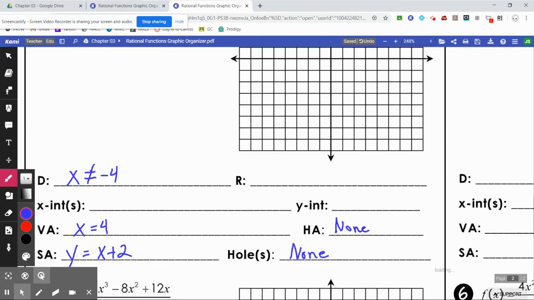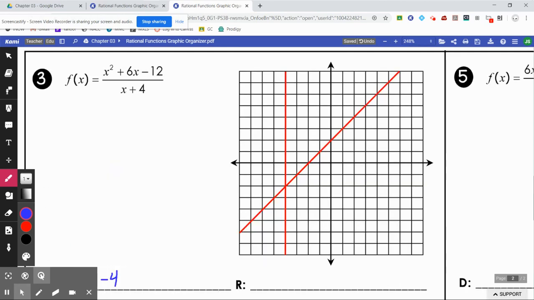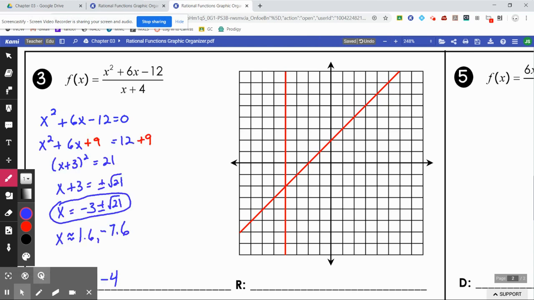Since you have the slant asymptote and the vertical asymptote, let's go ahead and graph those two. Next up, let's find your x-intercepts and y-intercepts. You find your x-intercepts by setting the top of your function equal to 0. Since that wasn't factorable, you're going to have to use either the quadratic formula or completing the square to solve this. I went ahead and did that for you.